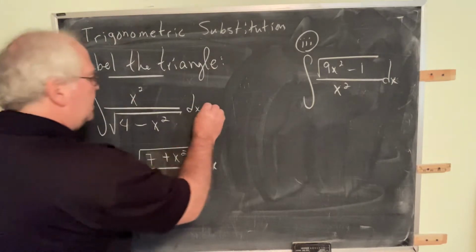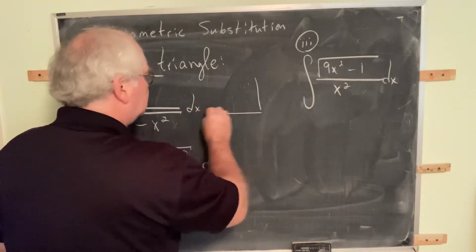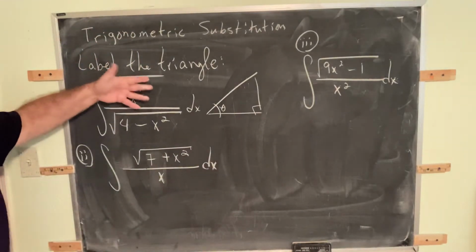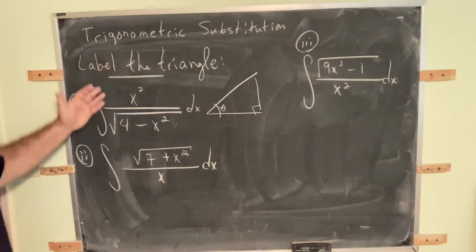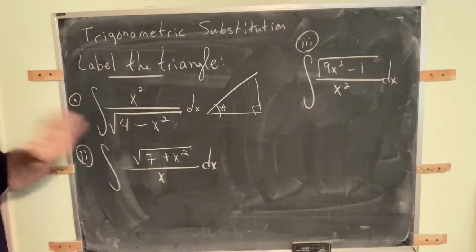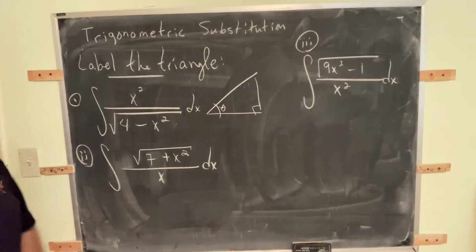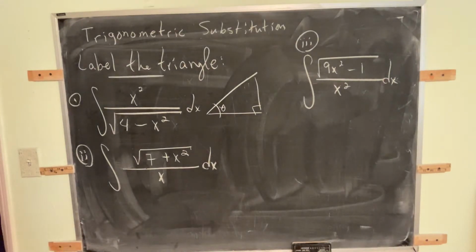So in each of these, we're going to draw the triangle. All right? Don't worry about the x squared, don't worry about the dx, just don't worry about whether it's numerator or denominator, it doesn't matter. Get the triangle labeled first, and then from there, everything's going to emerge.